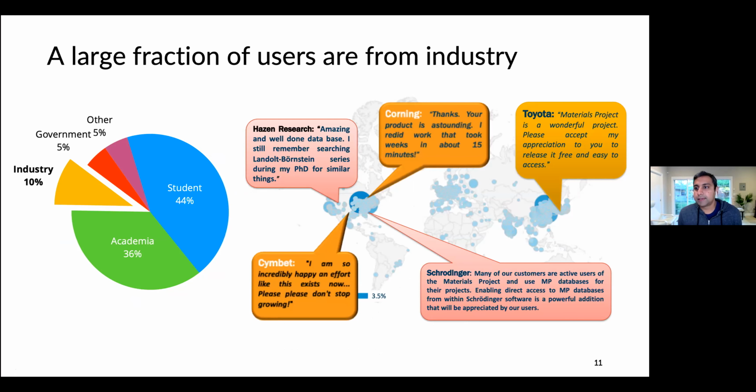And then finally, I'll just say that a large fraction of the Materials Project users are actually from industry. About 10% of our users are industry users, about 36% are academia, and almost half of our users are actually students as well. So this seems to be a resource that many different people can use, all the way from the student level to the real industrial level.